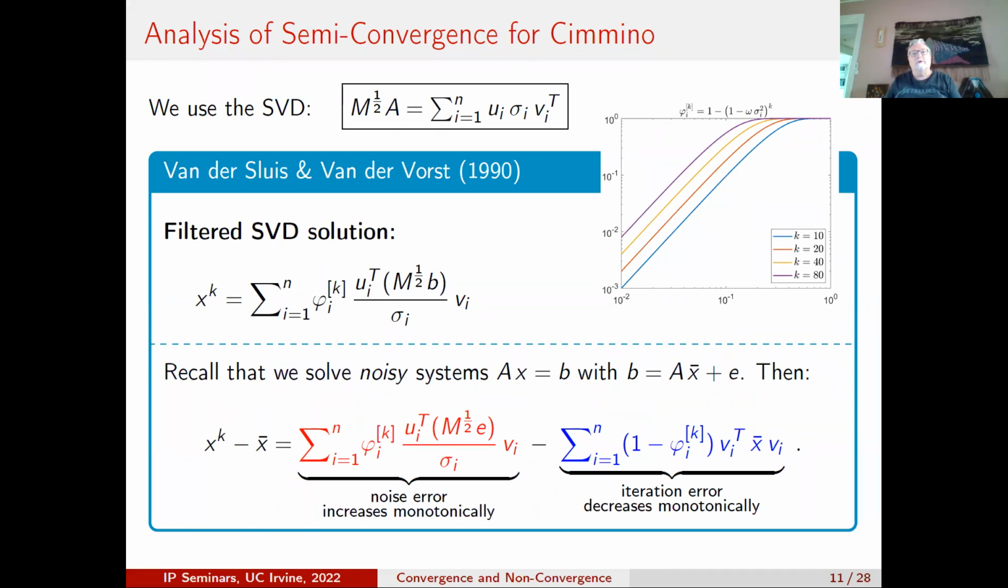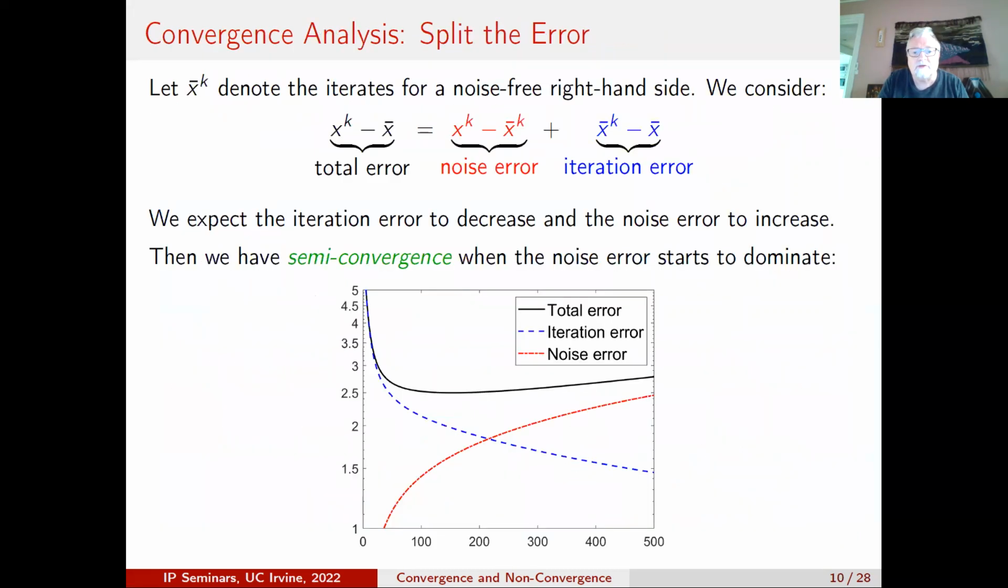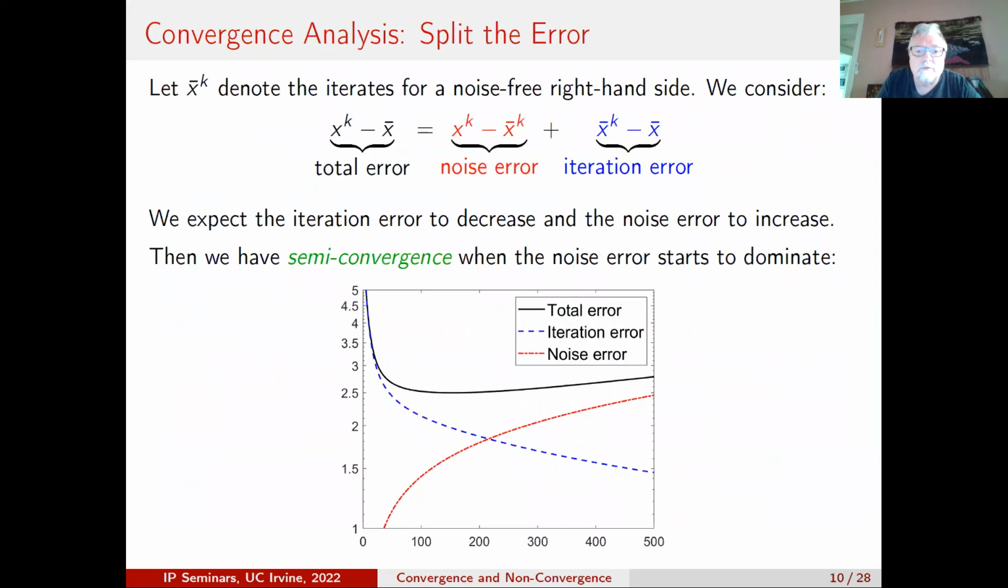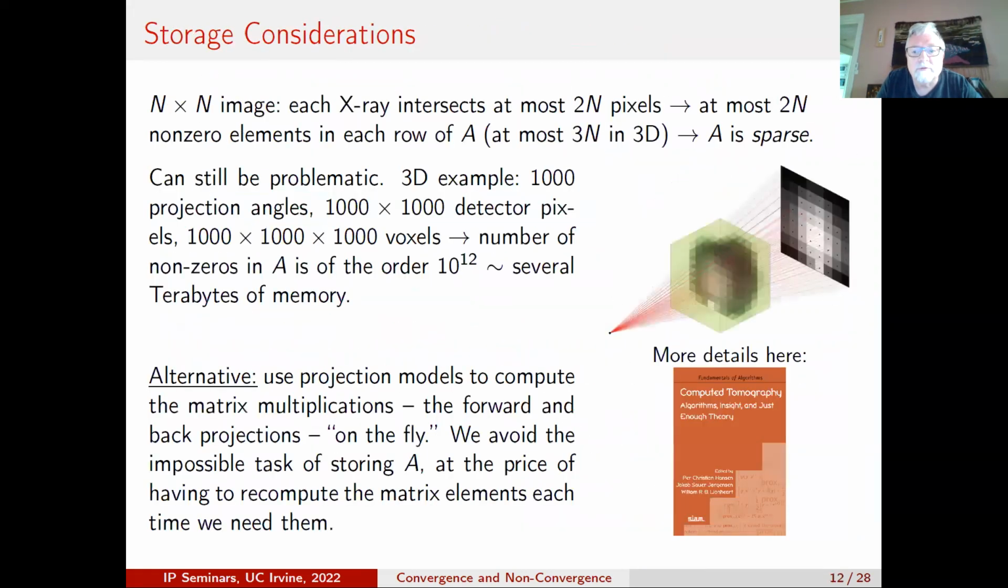So semi-convergence is not a bad thing at all. It means that we can actually compute a reasonable approximation to our solution if we are able to stop the iterations right at this point of semi-convergence. I will not say very much about stopping rules right now, but there are stopping rules around. Let me move on now to CT problems.